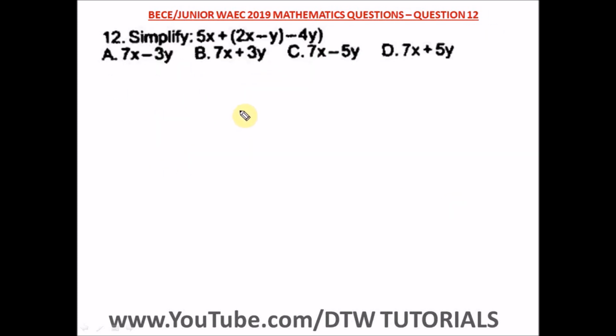Question 12 of the BECE Junior WAEC 2019 Mathematics Past Question. It says simplify this. Okay, so here we just open up the bracket and all. Let's do this together. So we have 5x plus bracket 2x minus y bracket close minus 4y. There's a bracket here. Maybe there's a typo here, but I'm sure there should be another bracket somewhere here.